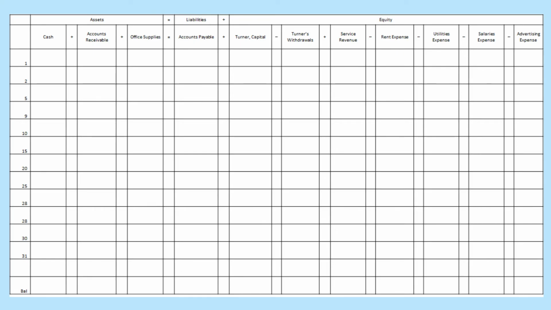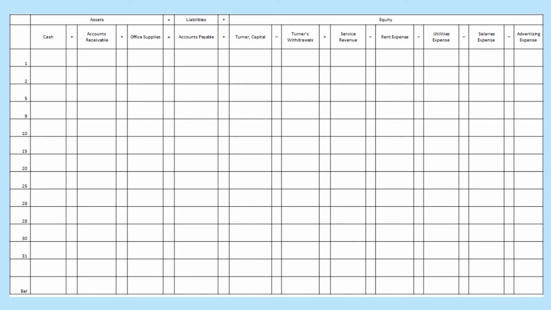So this is the accounting equation analysis table. As you can see here, we have assets equals liabilities plus equity. Under assets, we had 3 accounts: cash, accounts receivable, and office supplies. Under liabilities, we have only accounts payable for this question. Under equity, we have 4 main accounts, which are capital less withdrawals plus revenues less expenses. As you can see here, we have more than one type of expense account.